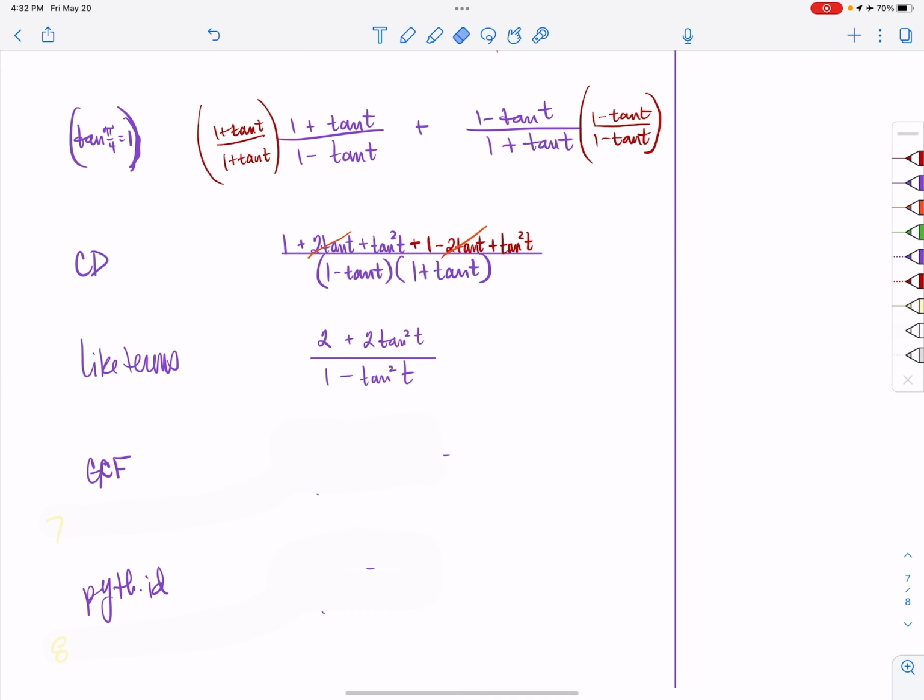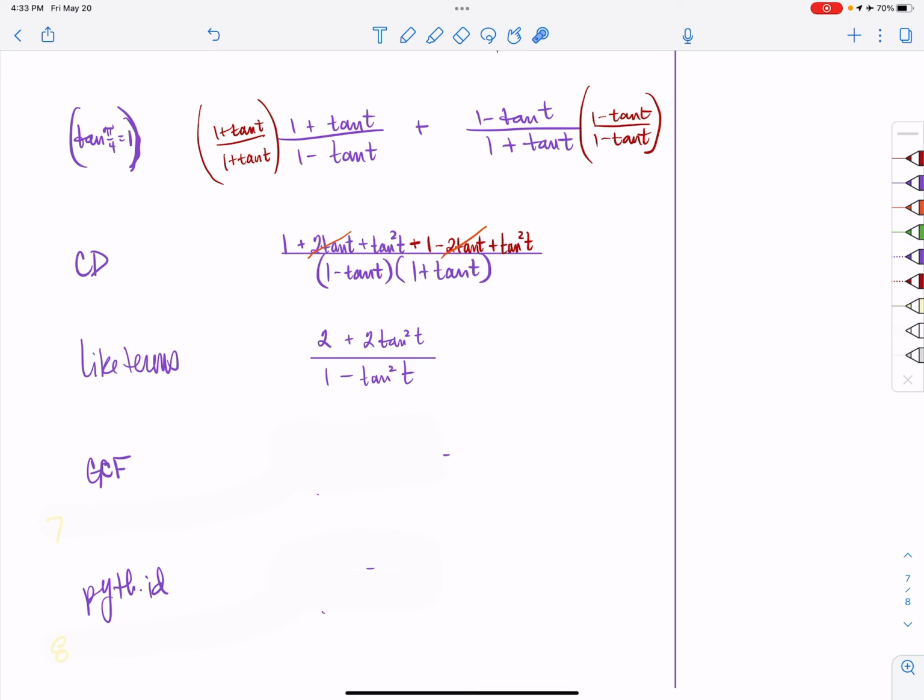So let me unhide that. So my two 1s gave me a 2, and my two tan squareds gave me 2 tan squared. All right, and then the last thing I did was notice that I foiled on the bottom, and when I foiled on the bottom, I got 1 minus tan squared. All right, so now what I did was let's get a greatest common factor and let's factor that out. And so my greatest common factor is 2. So we'll factor that out. So we have 2 times the quantity 1 plus tan squared all over 1 minus tan squared.